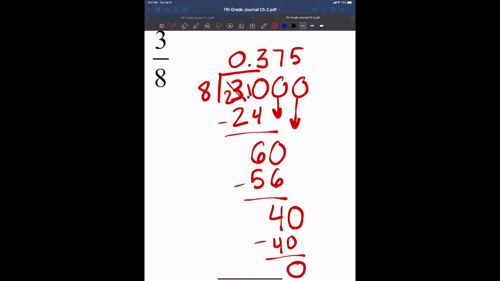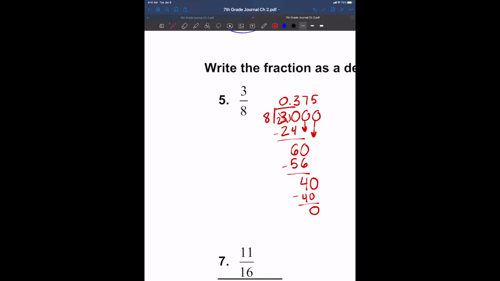You're done. Now, your final answer is, and I always want you guys to circle your final answers, it's 0.375, circled. Okay? Try to get in the habit of rewriting your answer elsewhere. Don't circle this on top of the long division problem.